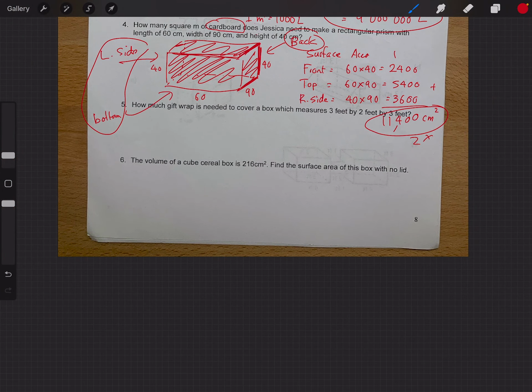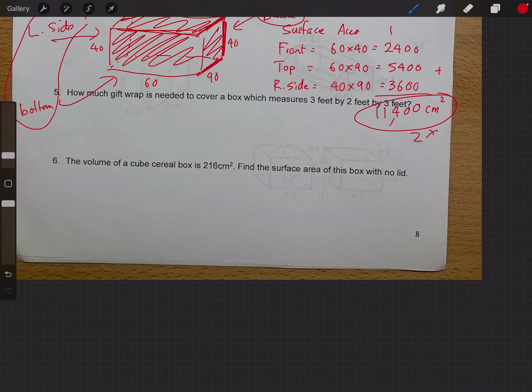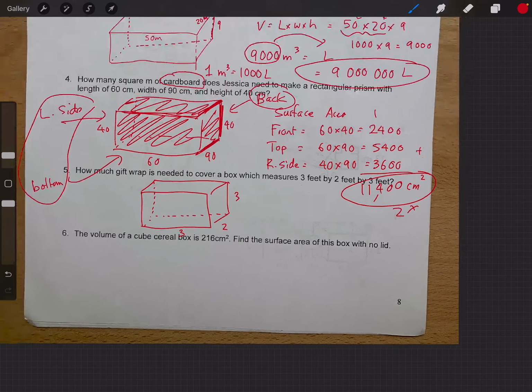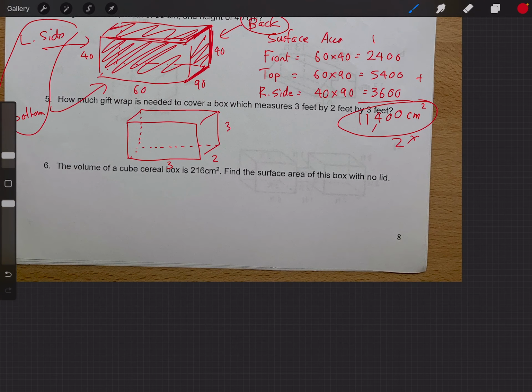Question 5. How much gift wrap is needed to cover a box which measures... Okay, so gift wrap to cover a box which measures... Here's a rectangular prism box. You've got 3 feet by 2 feet by 3 feet. Again, gift wrap. So now you know how to do surface area from question 4. So use the same thing to do question 5. Find the surface area here.